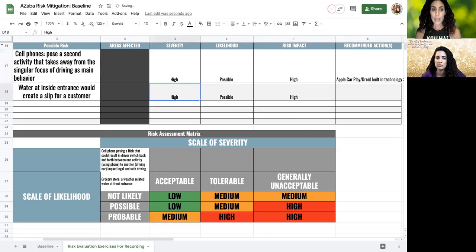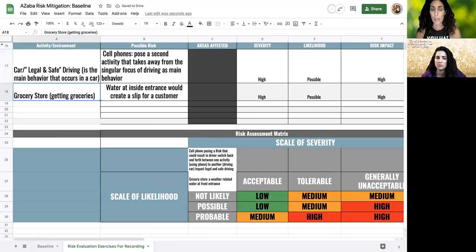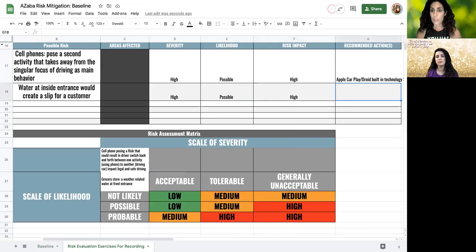And I'd like for you to now, let's take your example where we had already previously evaluated, and I went ahead and put in your information from the previous analysis. And now I would like for you to talk through what you think would be ways to reduce risks associated with water inside an entrance due to weather related storms, so meaning the slip and falling. What are some things that you think would reduce that likelihood?